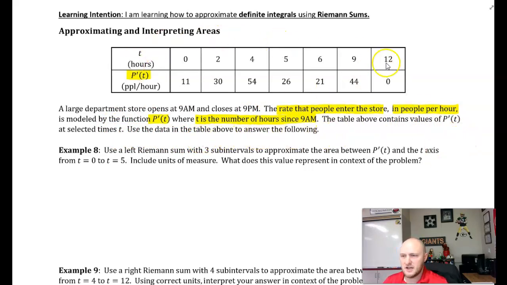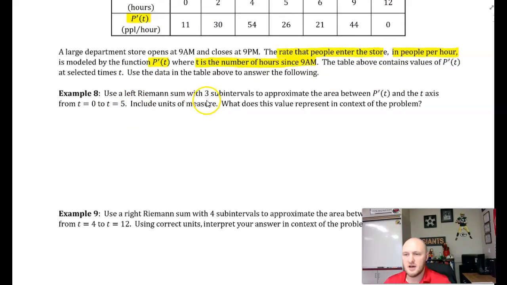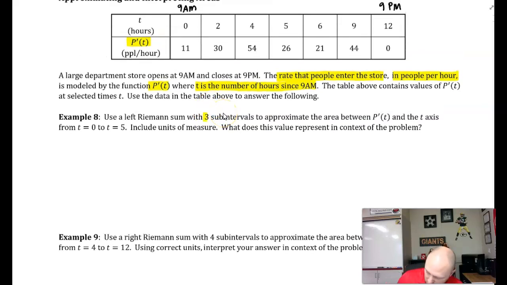Okay, so I have a table of data. Notice they say t equals 0. This is 9 a.m. That's important to think about. And when t is equal to 12 hours later, the department store closes. Okay, so example number 8. They say use a left Riemann sum with 3 subintervals to approximate the area between p prime of t and the t-axis from t equals 0 to t equals 5. Indicate units of measure, and then they say, what does the value represent in the context of the problem?